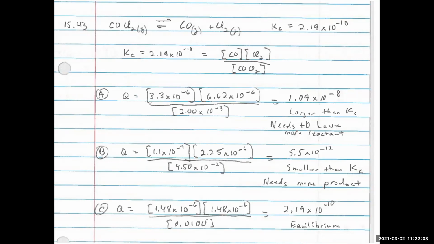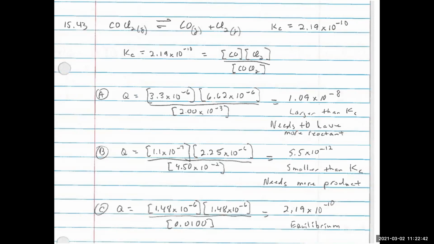So here we're told that our reaction is COCl2 going to CO plus Cl2. And we're told the equilibrium value is 2.19 times 10 to the minus 10. And then we're given a series of concentrations. And we want to know, is it at equilibrium or not at that concentration set? And if it's not, which way is the reaction going to go? Is it going to go towards the products or towards the reactants?